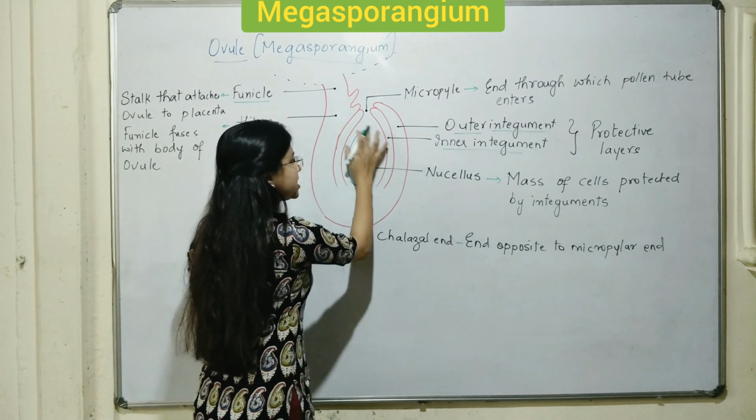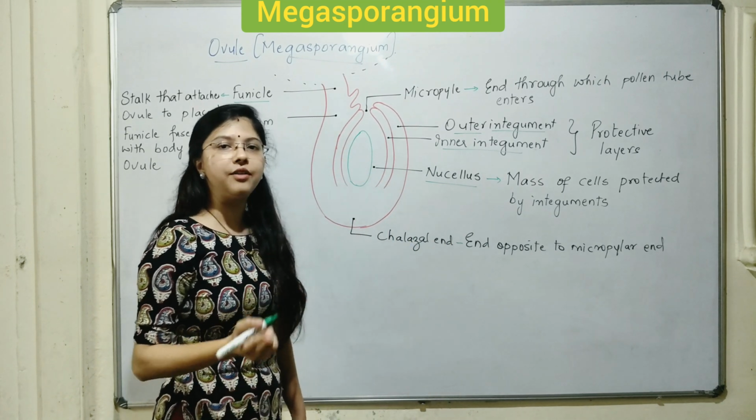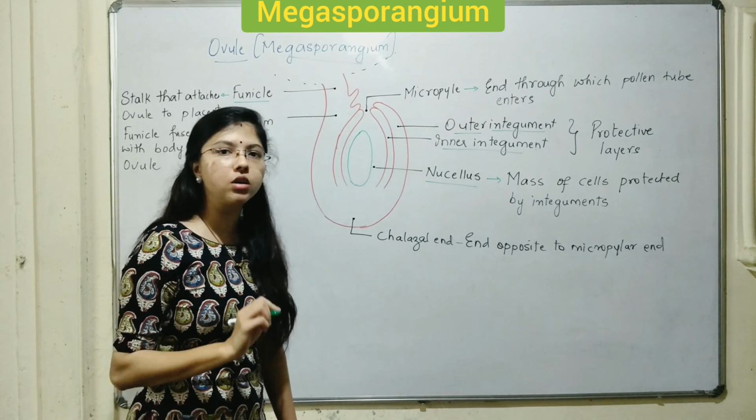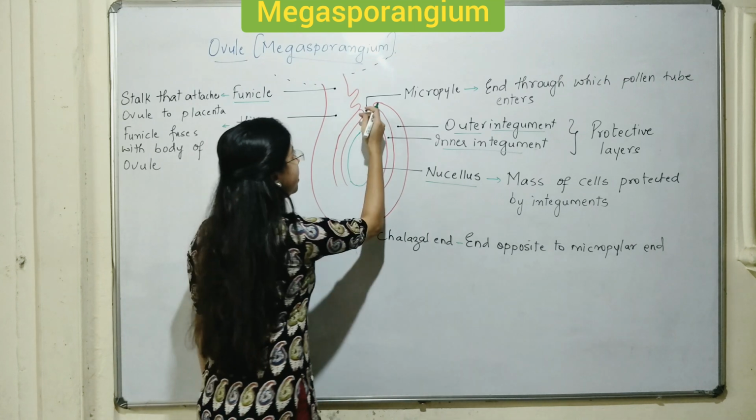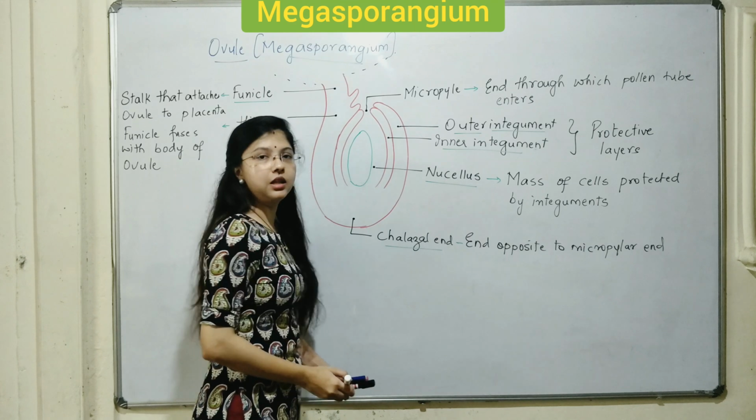Inner to the integuments there will be a mass of cells which is called the nucellus, from which will develop the female gametophyte or the embryo sac. And the end exactly opposite to the micropyle end is called the chalazal end.